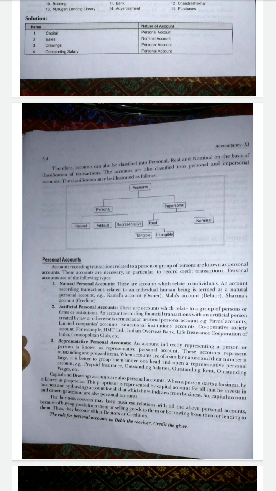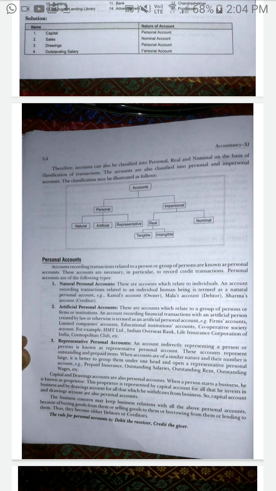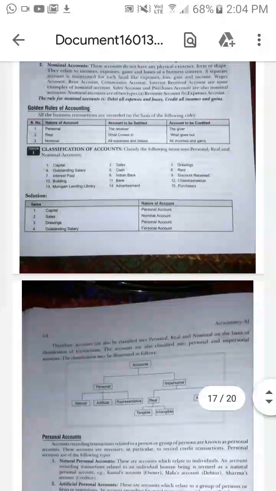When you listen to this explanation, take your notebook and write down hints of the important points I am saying. Okay, rules for personal accounts. The first one is: debit the receiver, credit the giver, under personal accounts. This is the first rule.